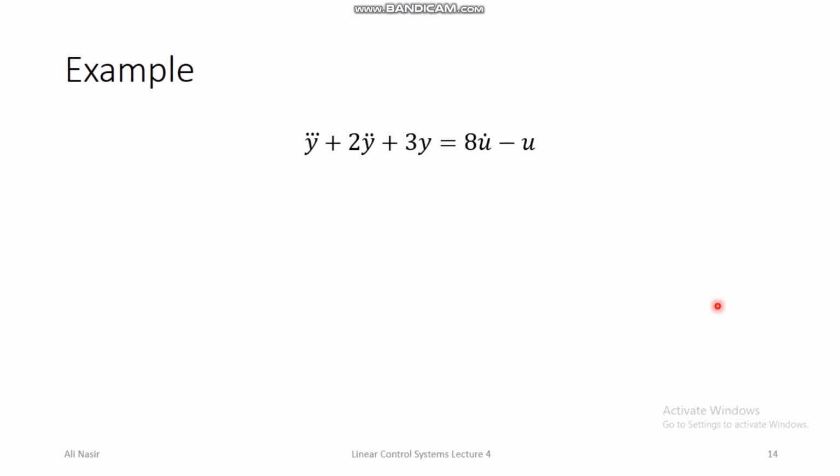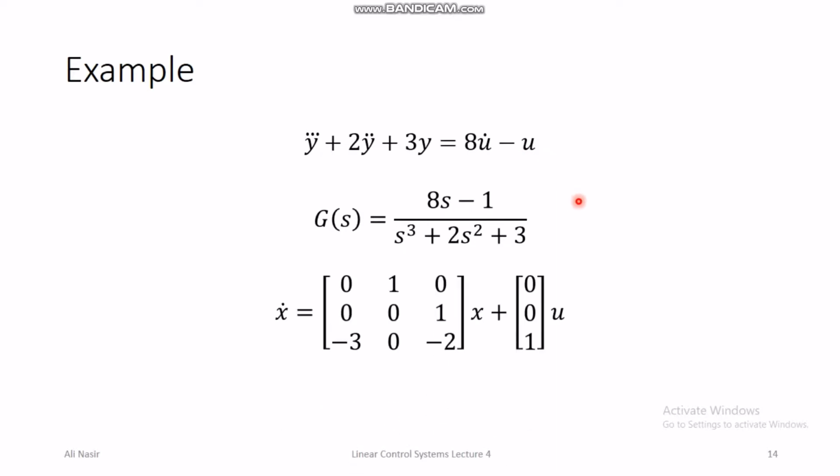Now another example, y triple dot plus 2y dot plus 3y is equal to 8u dot minus u, converted into transfer function. Similarly, this 3 comes as minus 3. There is no coefficient of s, so here it is 0. This 2 comes as minus 2, and the minus 1 comes as it is here, and 8 comes here. And since m is equal to 1 and n is equal to 3, n minus m is equal to 2, and 2 minus 1 is 1, so there is 1 filling 0.